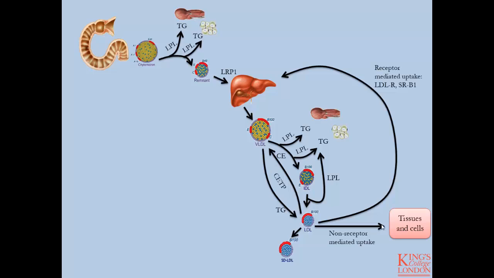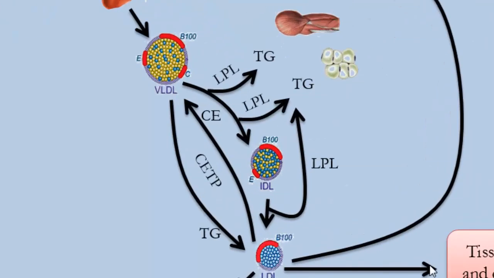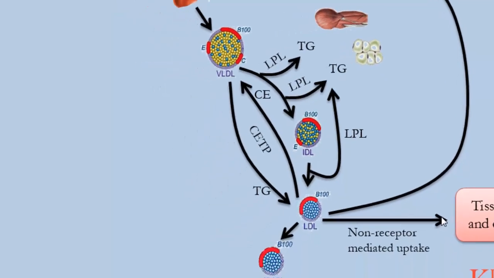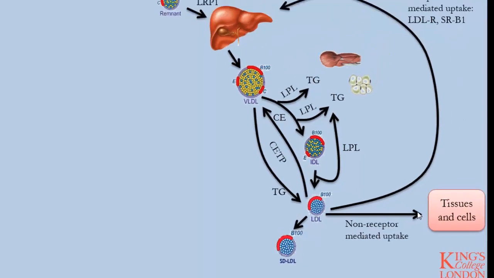However, once the IDL loses this particular apolipoprotein, it then transitions to an LDL particle, which can either interact with VLDL to receive triglyceride at the expense or exchange of cholesterol ester via the enzyme CETP, or it may remain within circulation, being either modified or converted to a small dense form of LDL. LDL also has the potential to be taken up by non-receptor mediated uptake at other tissues and cells.